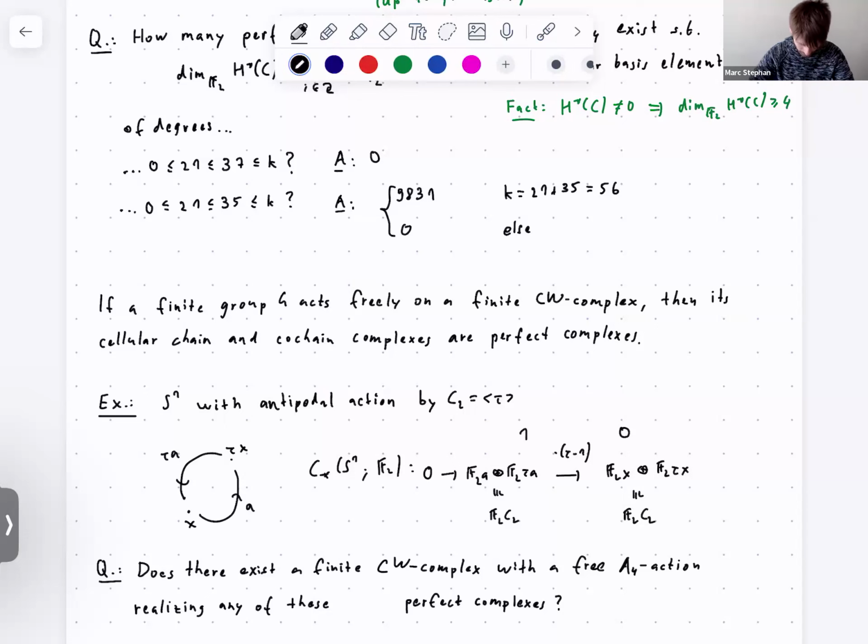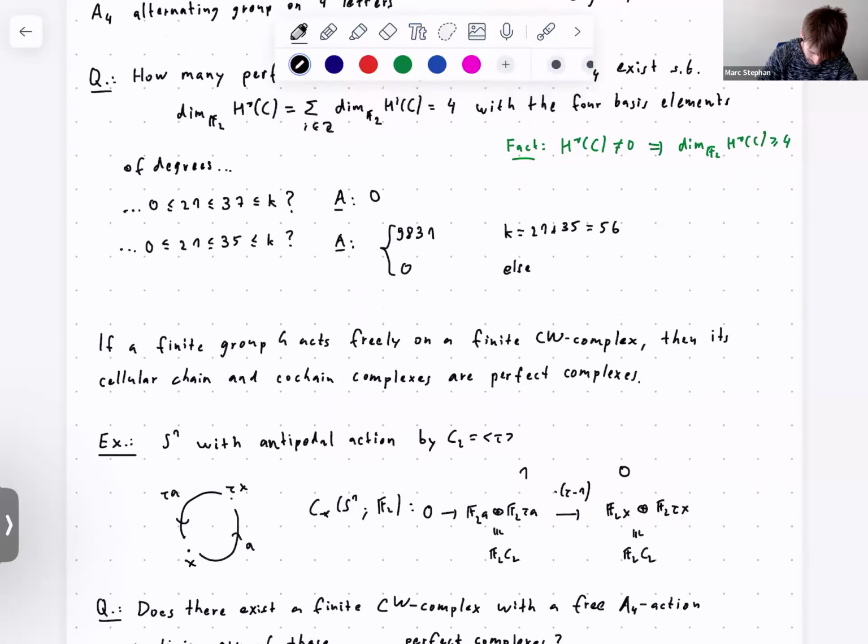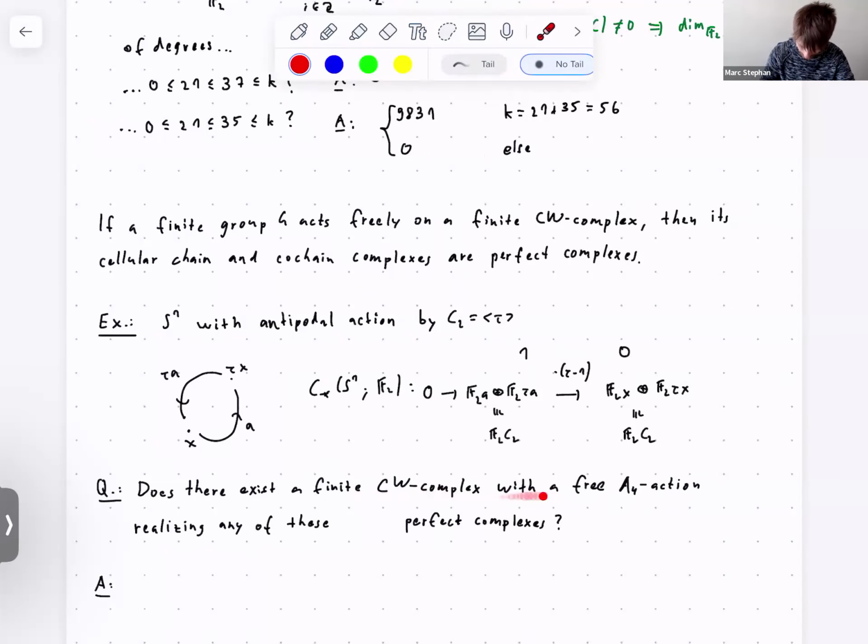Now, for our example where we work over A4 and we wanted to have 4-dimensional homology, and this should be concentrated in these degrees 0, 21, 35, and 56, we got like 9,831 perfect complexes. Now we can ask how many of these are realizable by a finite CW complex with a free A4 action.